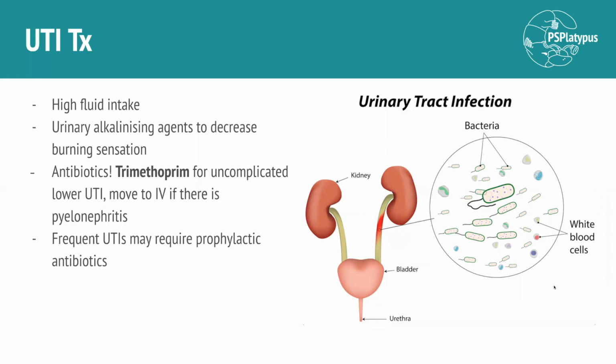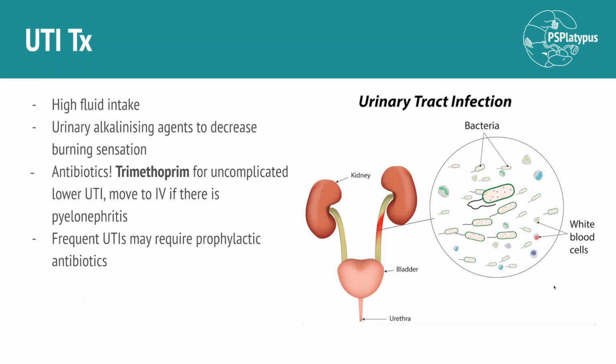The key treatment in a urinary tract infection is that of treating the bacteria or pathogens that are causing our infection, and that is with antibiotics. The key one that we use is trimethoprim for uncomplicated lower UTIs, as it's a broad spectrum antibiotic that has good coverage and kills basically most of the bacteria that could cause a UTI.